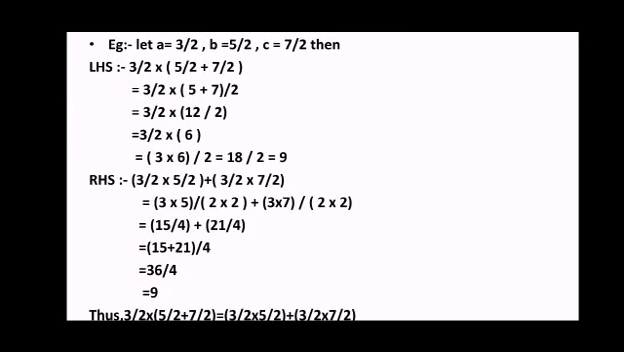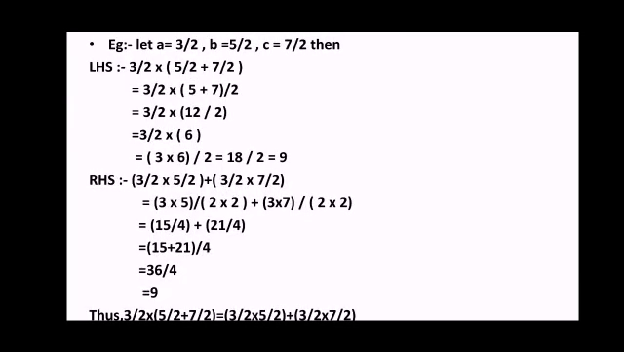Similarly, RHS, a into b plus a into c. So 3 upon 2 into 5 upon 2 in one bracket plus 3 upon 2 into 7 upon 2 in another bracket. Again, solving both the bracket parts using the BODMAS rule. Brackets are solved first. So numerator multiplication, denominator multiplication. So 3 into 5 numerator multiplication, 2 into 2 denominator multiplication. Similarly, for the second bracket, 3 into 7 in the numerator, 2 into 2 as the denominator.